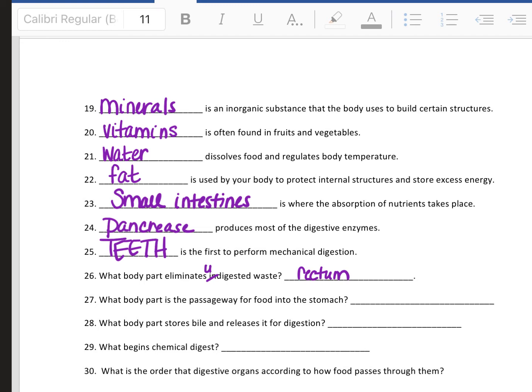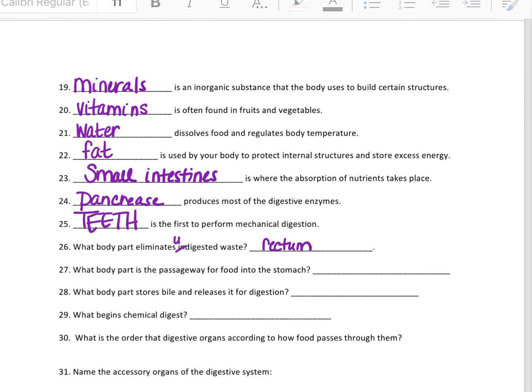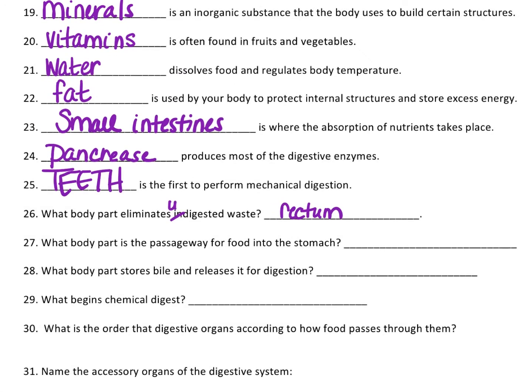Okay, moving on to number 27. What body part is the passageway for food into the stomach? The esophagus. Some of these may repeat each other just a little bit, but it's okay. Now, what body part stores bile and releases it for digestion? This one is sort of a repeat, but gallbladder. Yes.